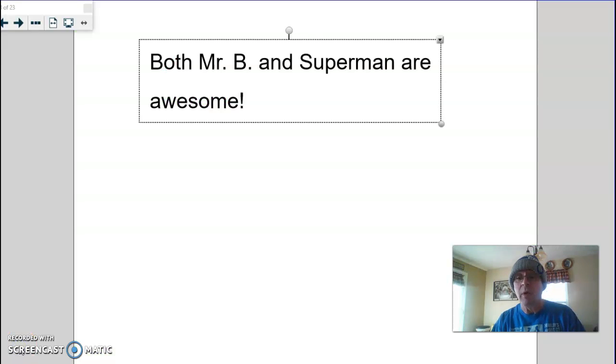Let's take a look at this well-crafted sentence right here. Both Mr. B and Superman are awesome. Now, you see how when I'm saying both, that is telling you how they are the same? Both Mr. B and Superman share this trait. They're awesome. Let's try another one here.